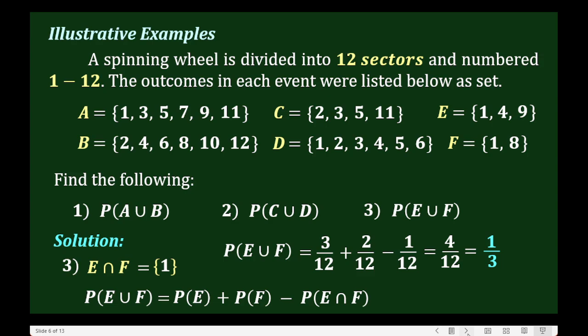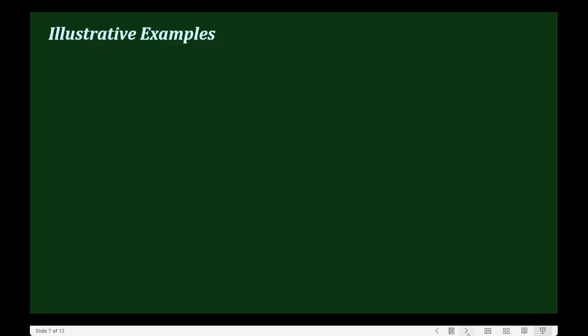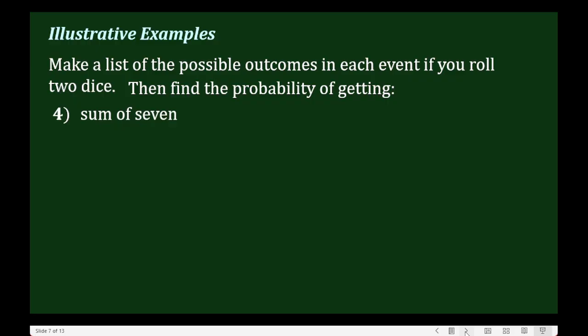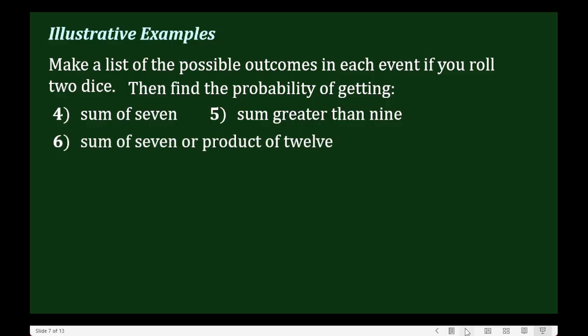Next, we go to the next example. Make a list of the possible outcomes in each event if you roll a pair of dice. Then find the probability of getting, number 4, a sum of 7, number 5, a sum greater than 9, and number 6, a sum of 7 or a product of 12.